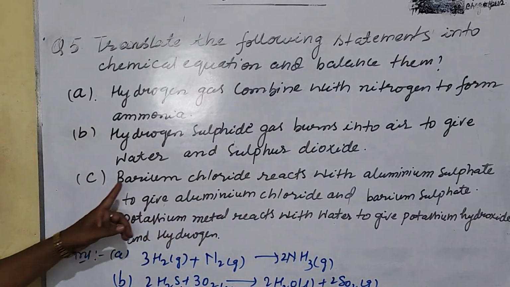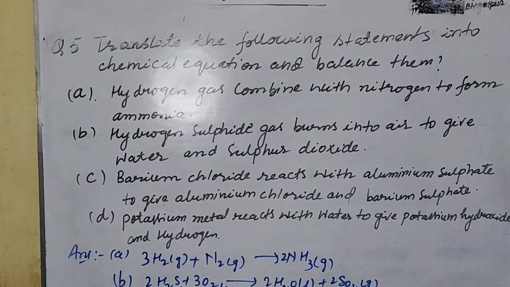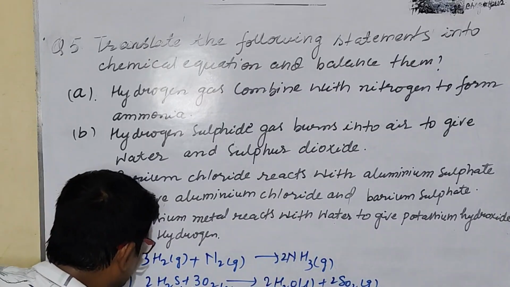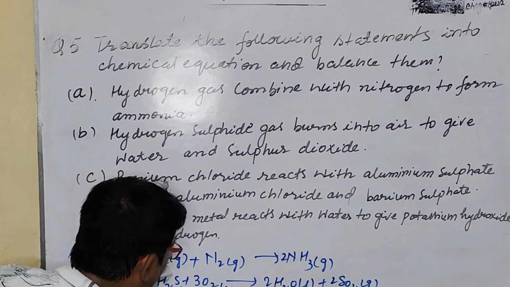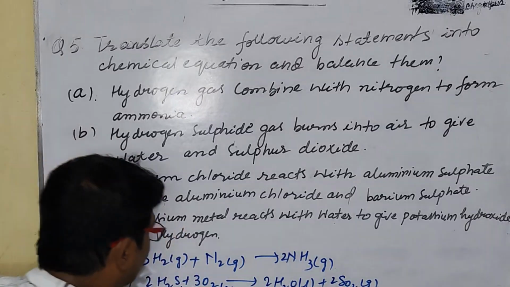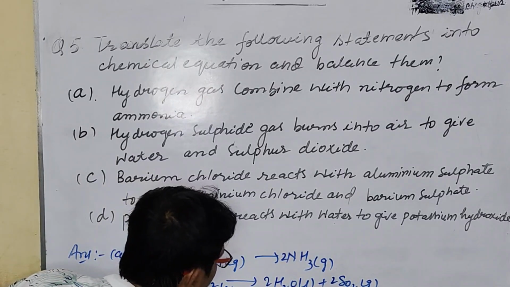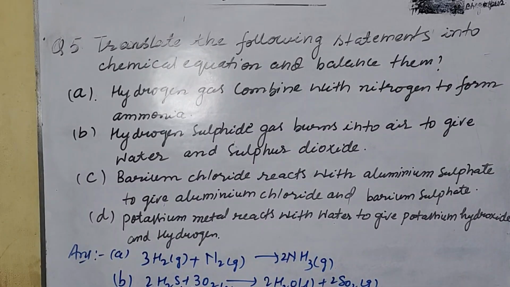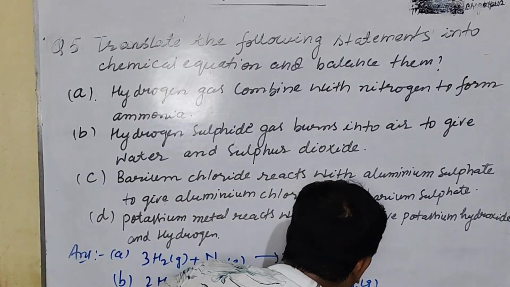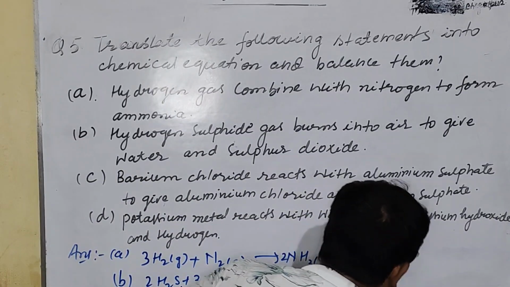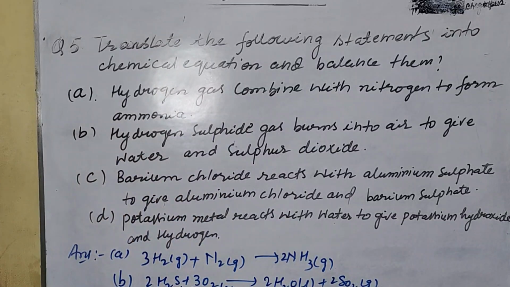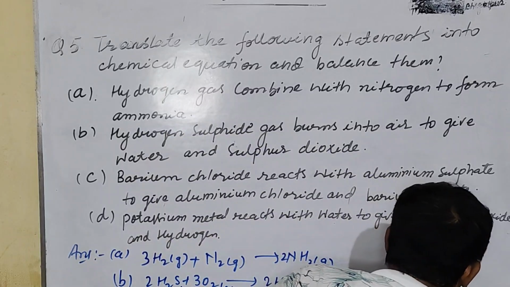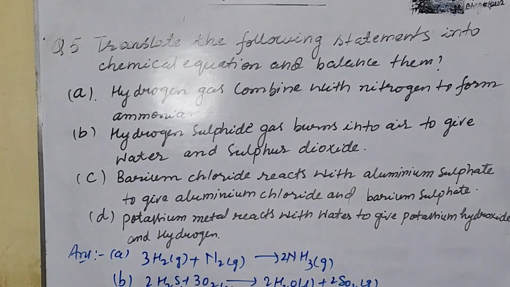And the C number is barium chloride. BaCl2 in aqueous form plus aluminum sulfate Al2(SO4)3, that is also in the aqueous form. What does it give? 2AlCl3 aqueous plus barium sulfate BaSO4, that is also in the aqueous form.